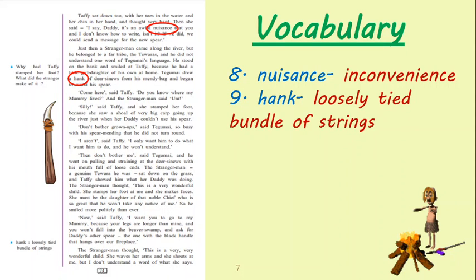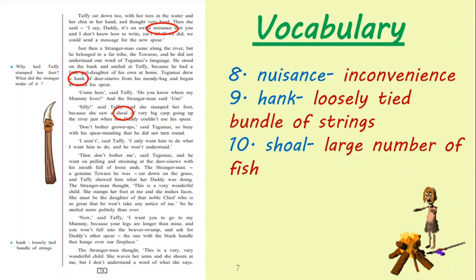Why did Taffy stamp her foot? Yes, Taffy stamped her foot because she saw a shoal of very big crab going up the river just when her daddy couldn't use the spear. Students, now look for a word that means large number of fish. Yes, you're right. The word shoal means large number of fish.